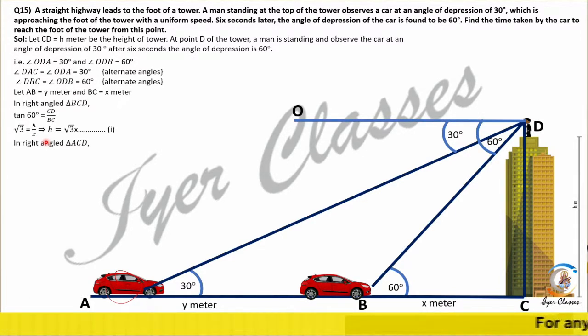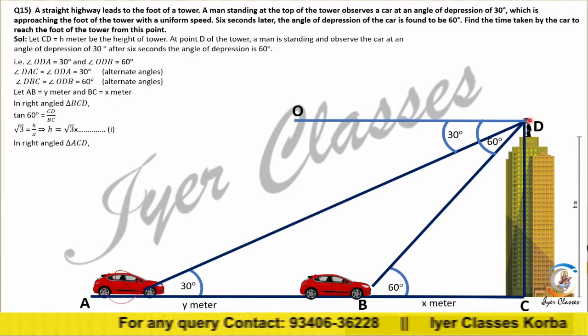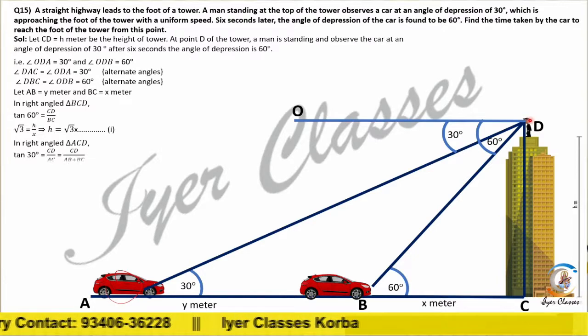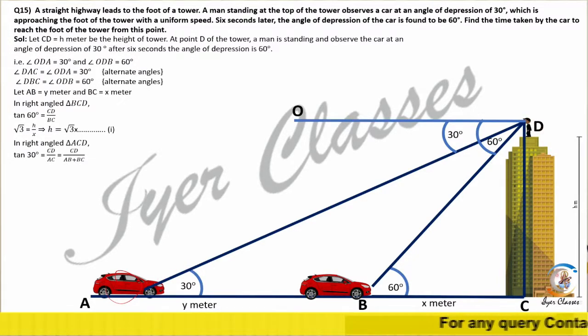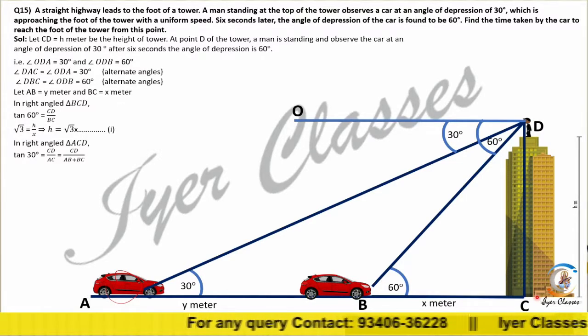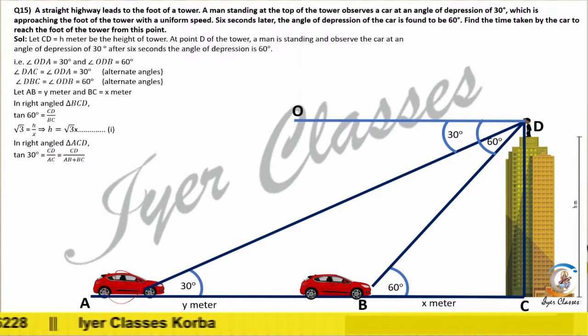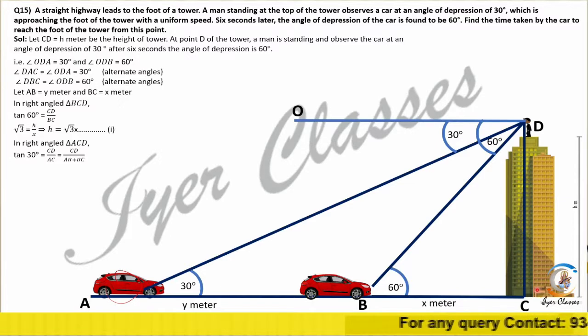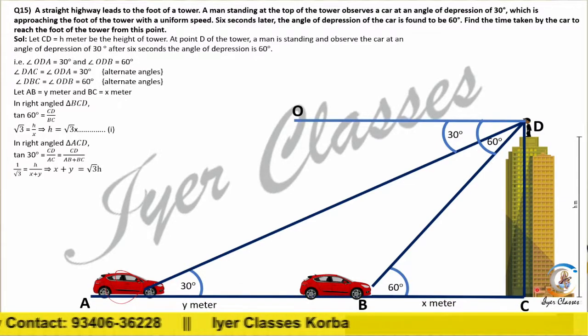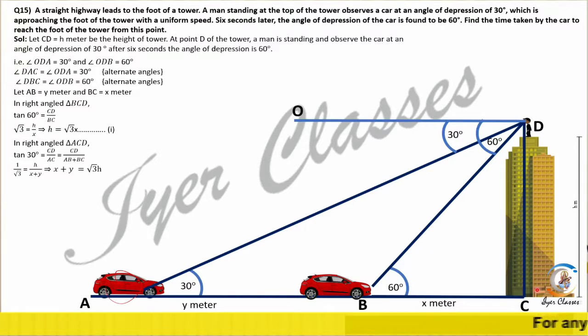Go to the second triangle. You can see the second triangle, triangle ACD. In this right angle triangle, we have the angle of 30 degrees. So tan 30 is equal to again perpendicular by base. The perpendicular is CD and the base is AC. But what is this AC? It is equal to the length AB plus the length BC, which is equal to x plus y. So 1 upon root 3 is equal to h divided by x plus y. Cross multiply, and you get x plus y is equal to root 3 times h.